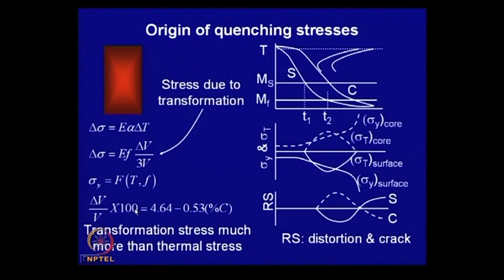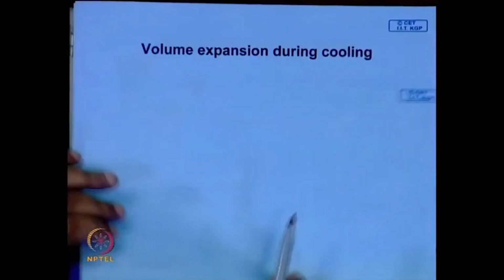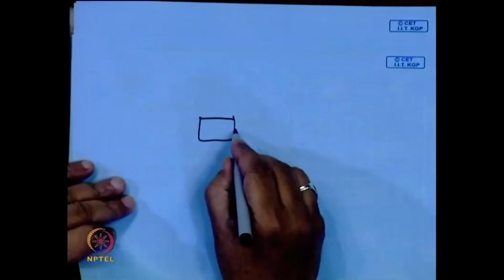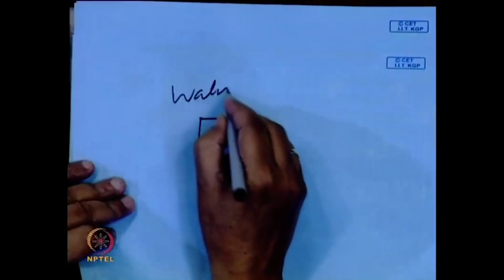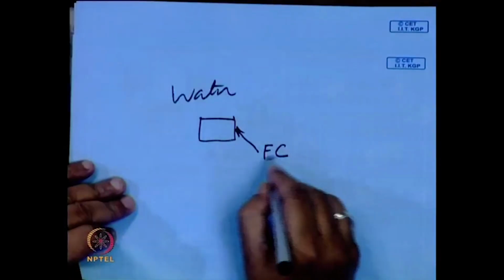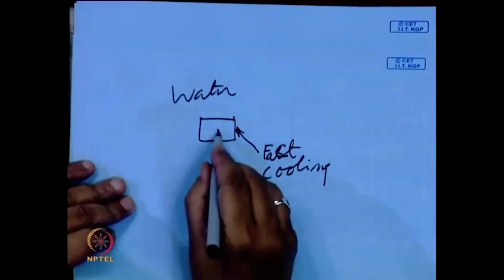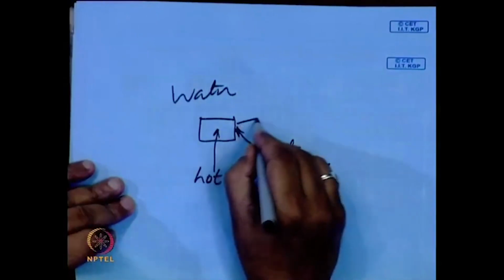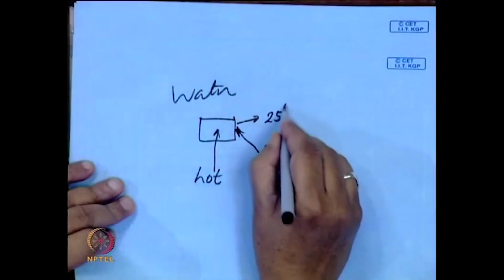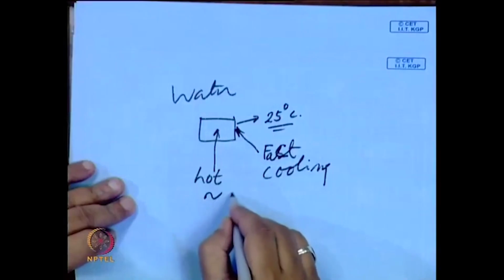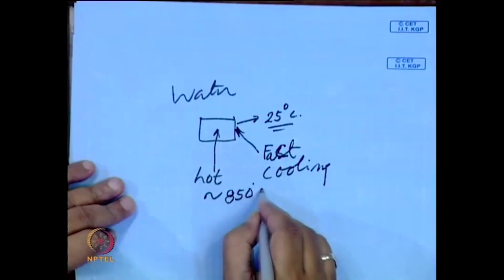Now, because of this process of volume change, both superimposed with the temperature difference, often when you give a heat treatment, particularly when you are quenching a job in water, this portion cools very fast, but inside it still remains hot. The surface possibly will come to the water temperature, maybe room temperature, 25 degrees centigrade, but the inside still remains hot, maybe close to 850 degrees centigrade depending on the carbon content.